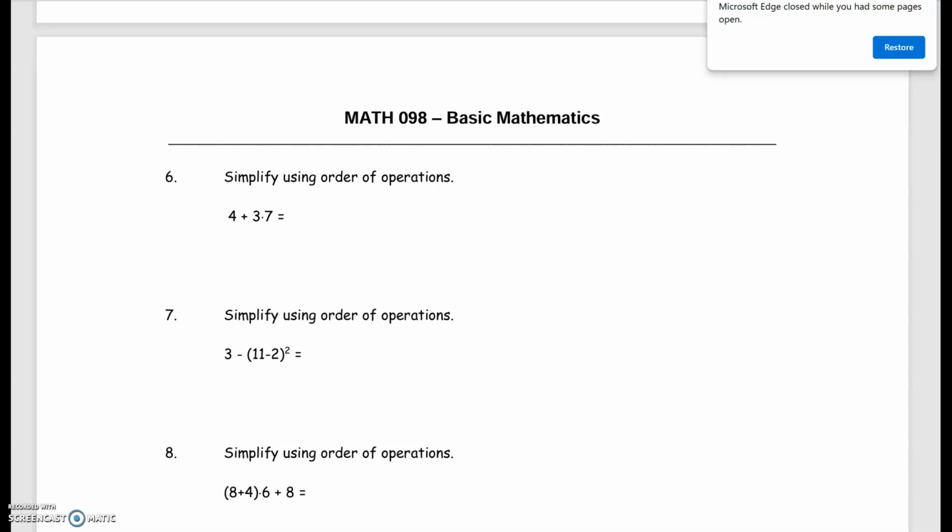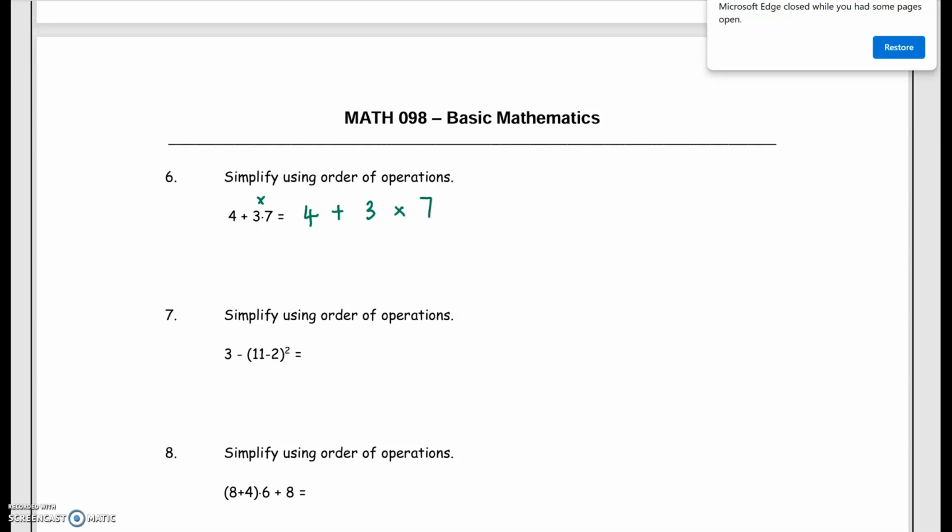Now let's look at this. 4 plus 3, and this dot is times. So let's rewrite this: 4 plus 3 times 7. So in PEMDAS, there's addition and there's multiplication. Notice that multiplication and division come before addition. So if it's a choice between adding and multiplying, you have to multiply first.